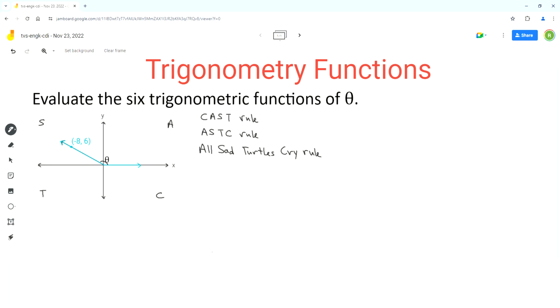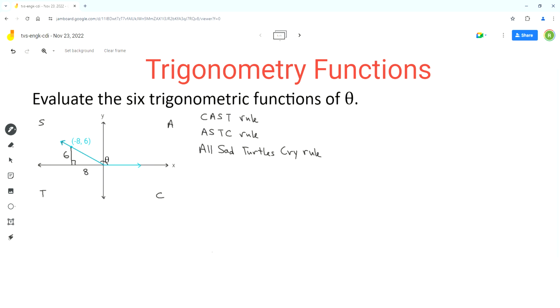The first step is to use this terminal arm as the hypotenuse and drop a right angle triangle. We get a right angle triangle. In this triangle, the length of the horizontal side on the x-axis is 8 units and the length of the vertical side is 6 units.